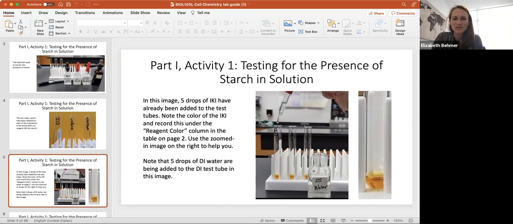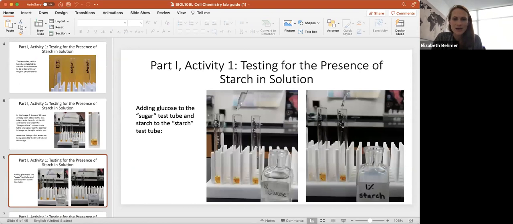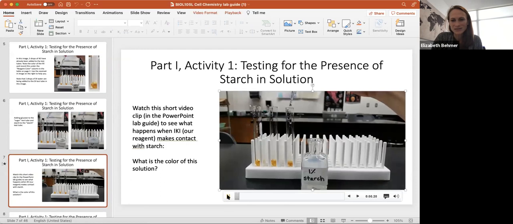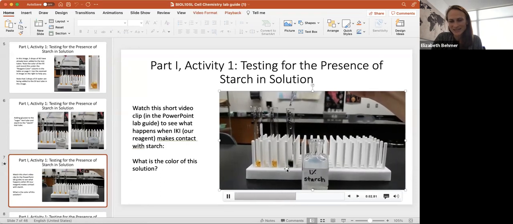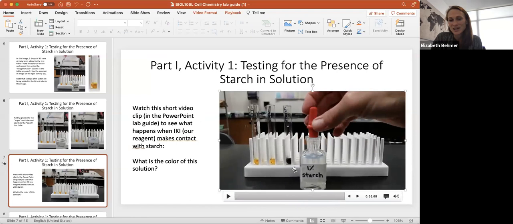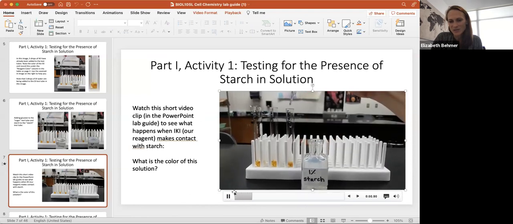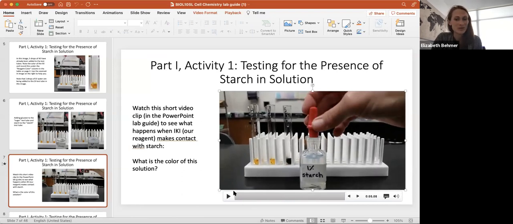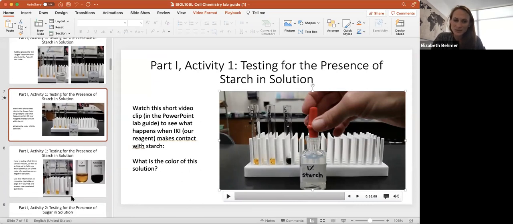Then we add all of our solutions. We're adding distilled water, we're adding sugar, we're adding starch, and then we will watch this short video clip to see what happens. And you'll see what the color of the solution does. When starch is added, you can see that the color of the solution changes from yellow to kind of a black or a very, very dark blue. And that means that this was positive for starch. And that makes sense because we added starch, so the IKI reagent will detect starch in a solution.